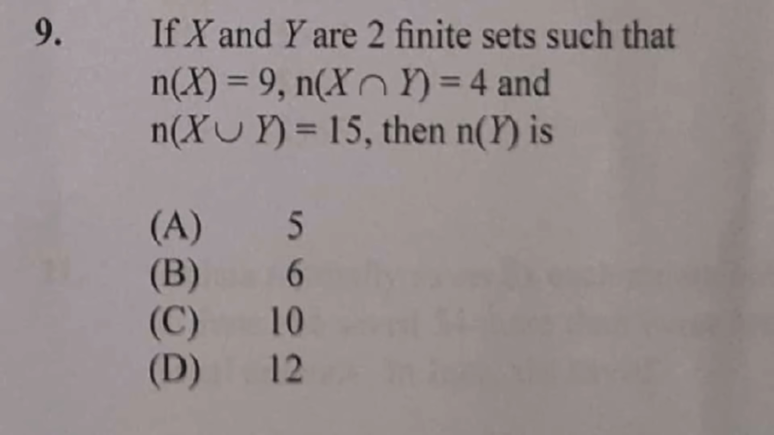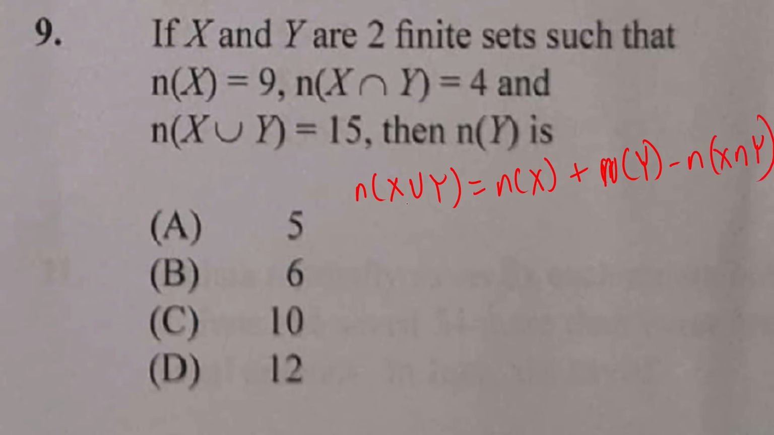Now we know a little formula: the number of elements in X union Y is equal to the number of elements in X plus the number of elements in Y, subtract the number of elements in X intersect Y. So the number of elements in the union is 15, the number of elements in X is 9, the number of elements in Y is what we want to find, minus the number of elements in the intersection, which is 4. So using our algebraic knowledge, 9 minus 4 gives us 5. So on this side we have 5 plus the number of elements in Y equals 15.